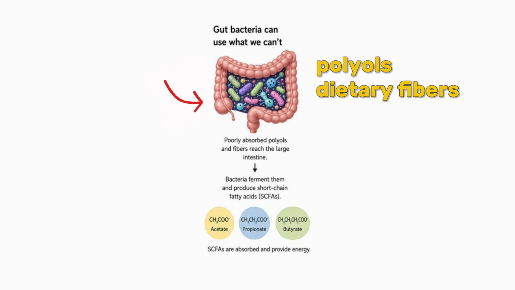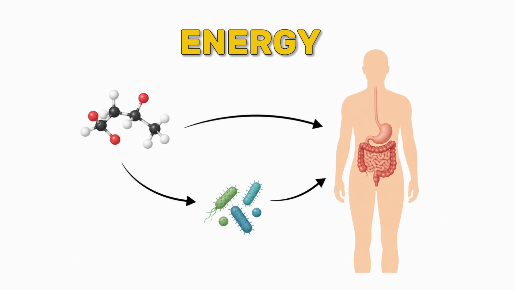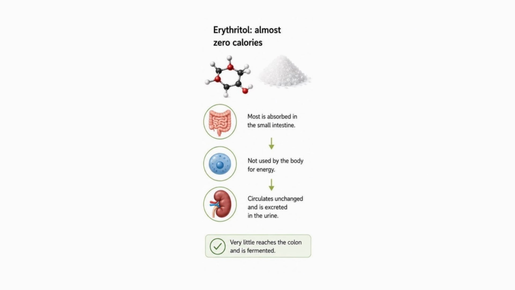And because they are organic compounds, they also contain chemical energy. As a result, in some cases, the body obtains energy not directly from the original sweetener, but from compounds produced by gut bacteria during fermentation. For certain poorly absorbed ingredients, parts of their caloric value can be explained by the production of these short-chain fatty acids. However, this process doesn't apply equally to all sweeteners.